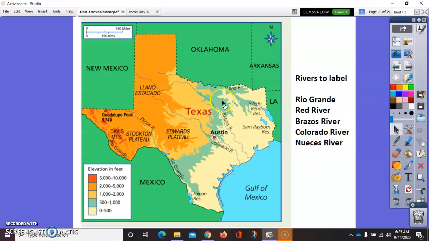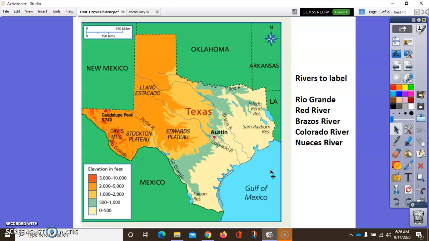All right, here are some of the rivers of Texas. The Rio Grande, right down here. The Red River is the one that's the border between Texas and Oklahoma. The Brazos River right here. Colorado River. And the Nueces River is right in here as well. There are a lot of other rivers in Texas, and you will need to know them historically speaking. And of course, we have our own river that runs through Fort Worth. Does anyone know the name of it? That's correct. It is the Trinity River.